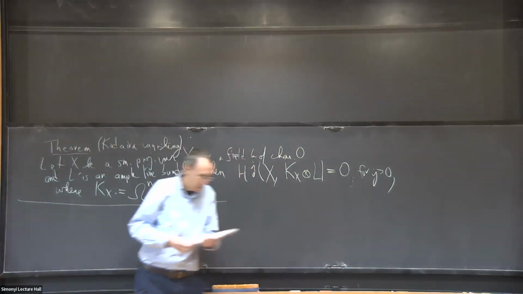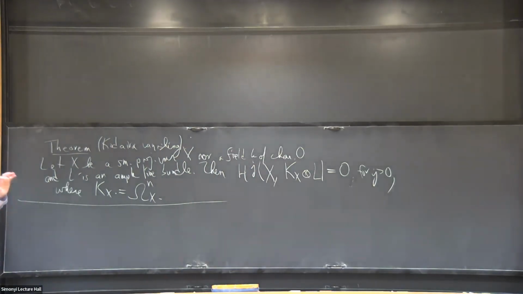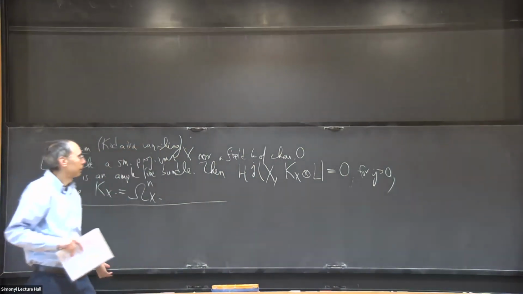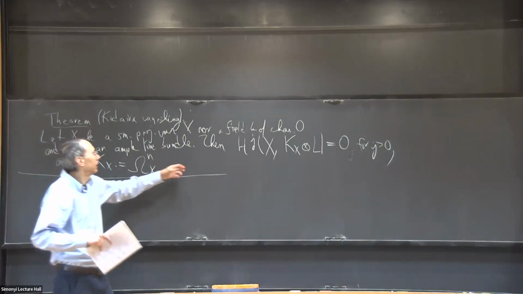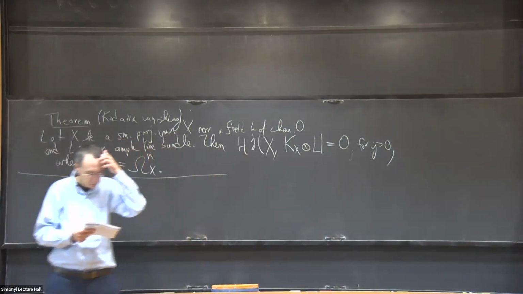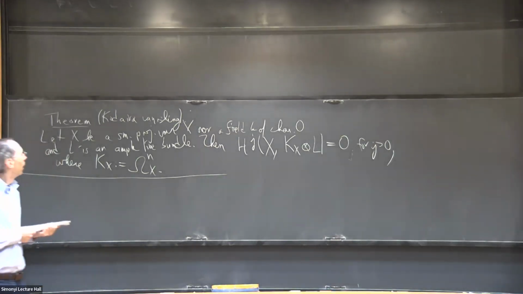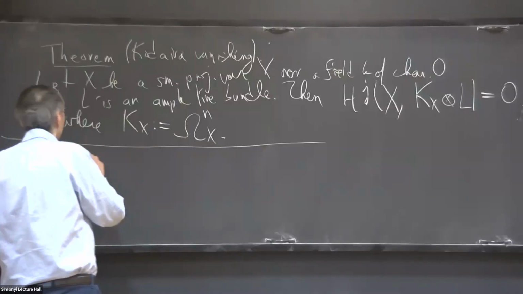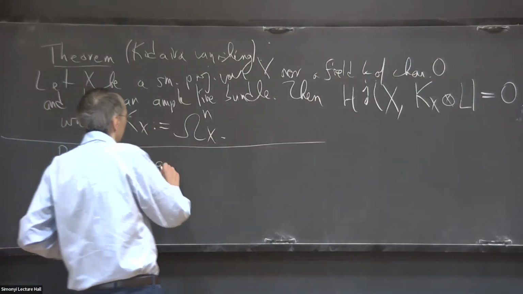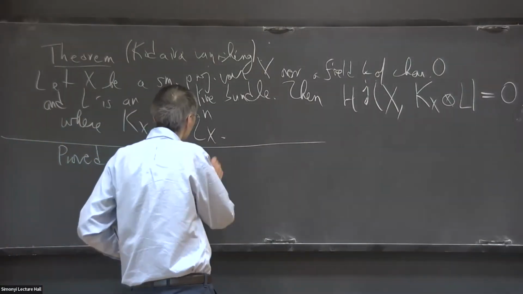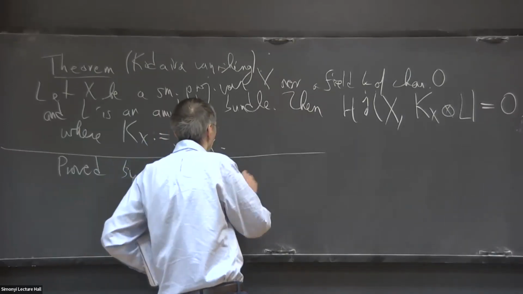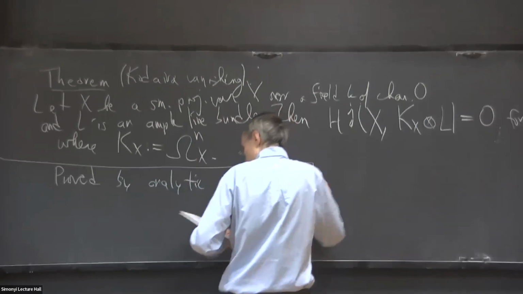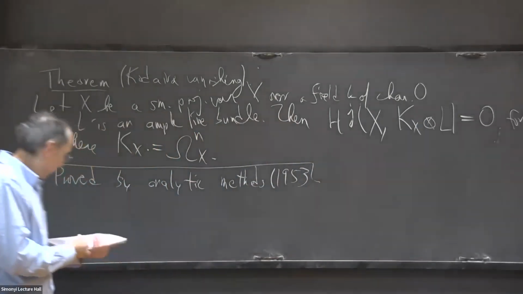And in some sense, many of the problems in algebraic geometry come down to: can you cook up sections of a line bundle? Can you extend sections of a line bundle from some variety to the whole variety? So this is an essential tool in algebraic geometry. It was proved by Kodaira by analytic methods, using Kähler metrics and so on, around 1950.